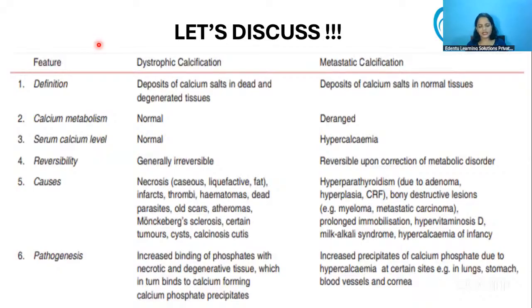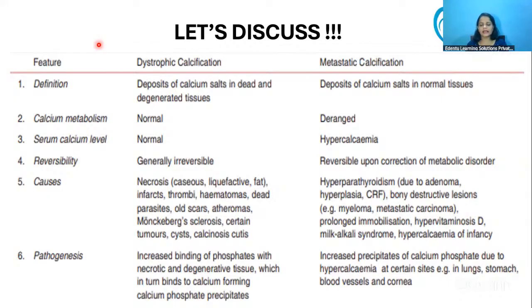In dystrophic calcification, like I had already mentioned, the deposits will be in dead and degenerated tissue, whereas in the metastatic one, it will be in normal tissue. Calcium metabolism will be normal in dystrophic calcification, whereas it will be deranged in metastatic calcification. The calcium levels are also normal in dystrophic calcification, whereas you will see hypercalcemia, or increased serum calcium levels, in metastatic calcification. Dystrophic calcification is usually irreversible, whereas metastatic calcification is usually reversible.